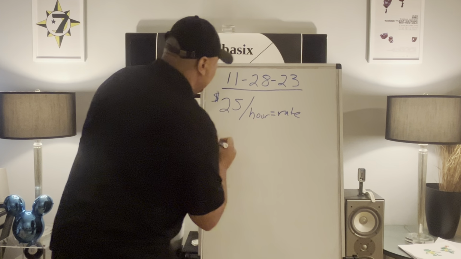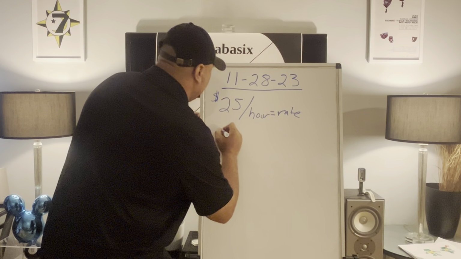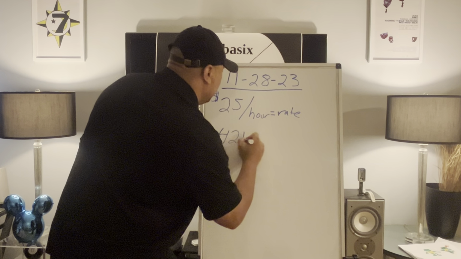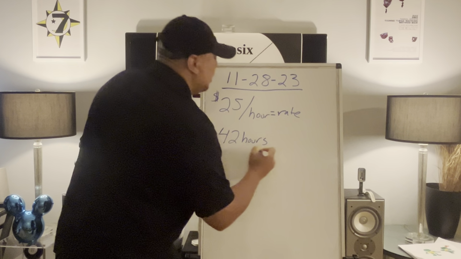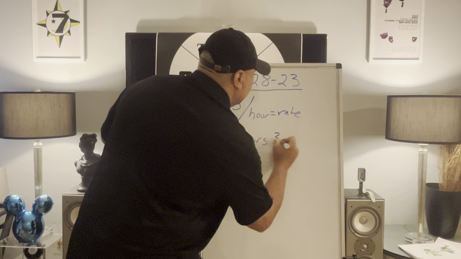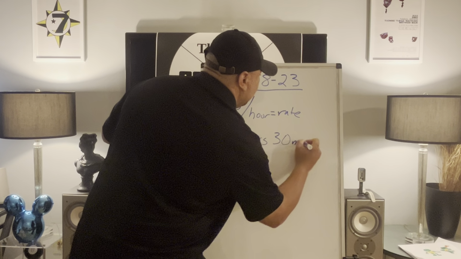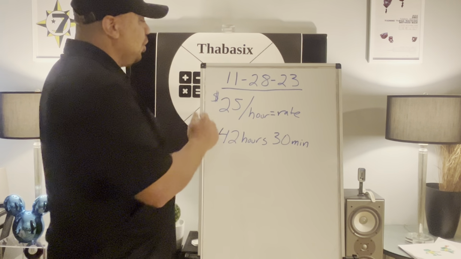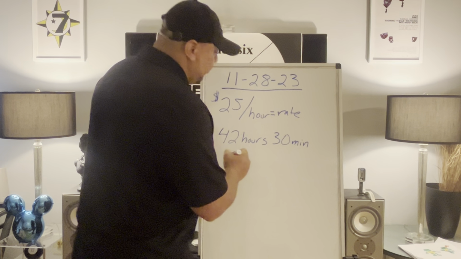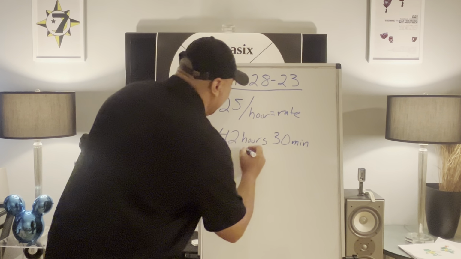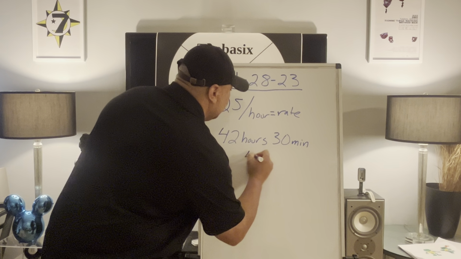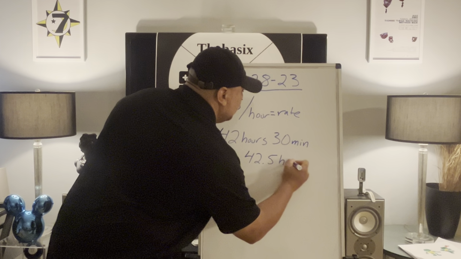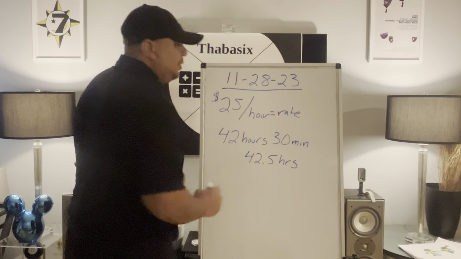Okay. And then the time was 42 hours and 30 minutes. 30 minutes is 1/2 of an hour, so I'm going to directly make that 42.5 hours. That's 0.5 out of an hour.